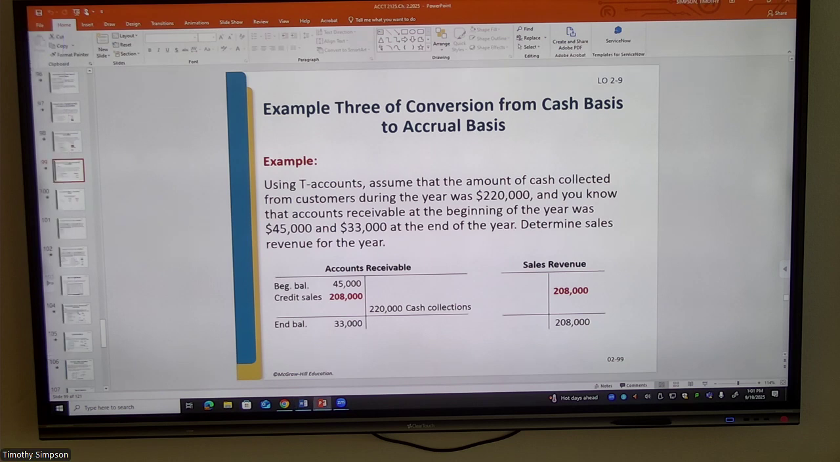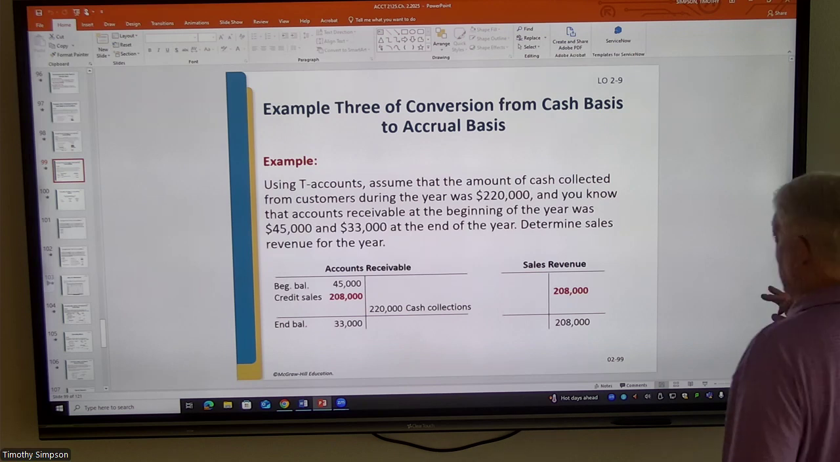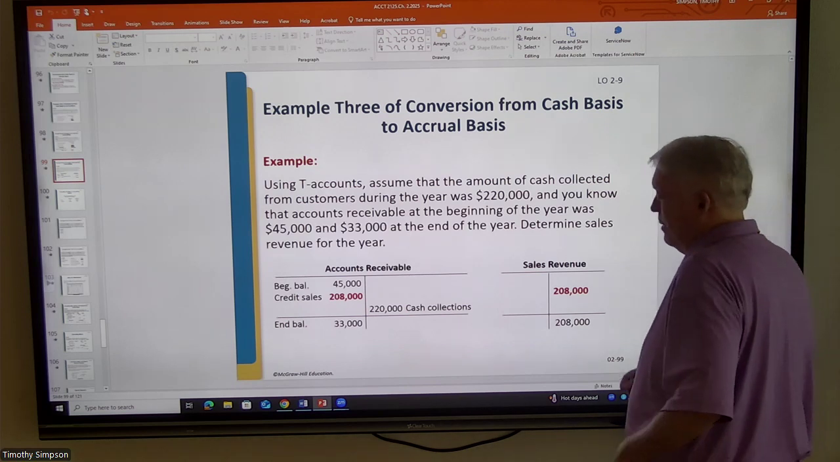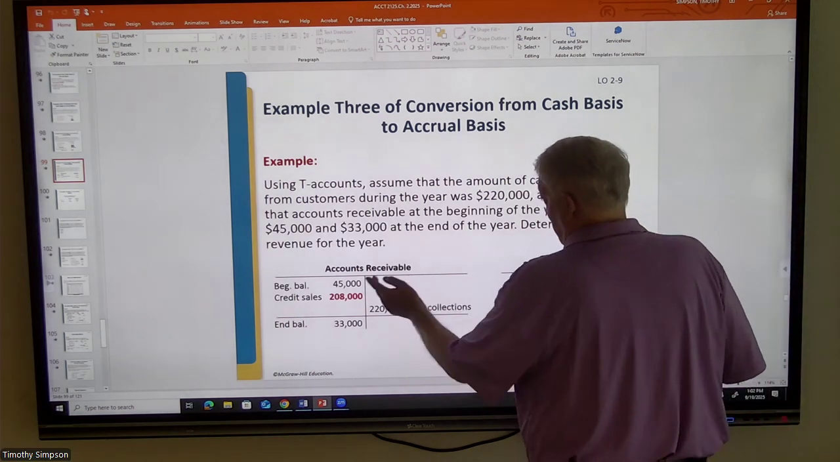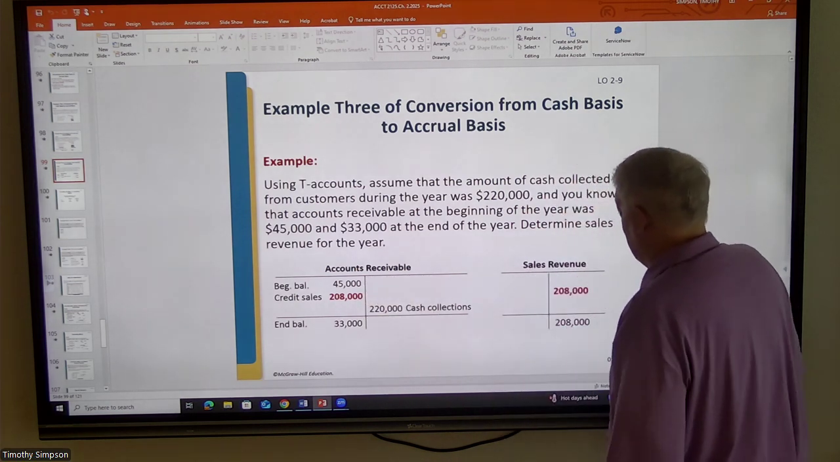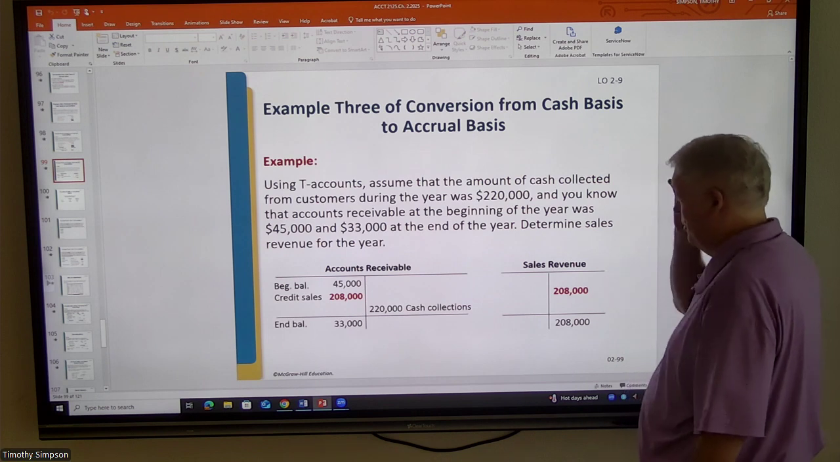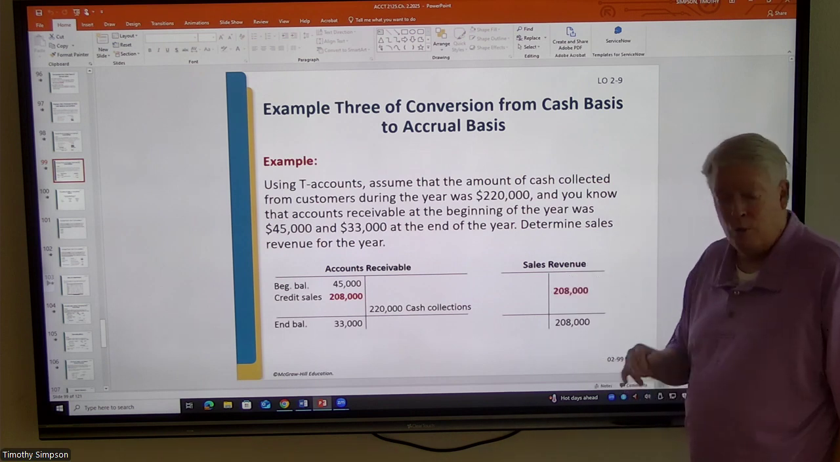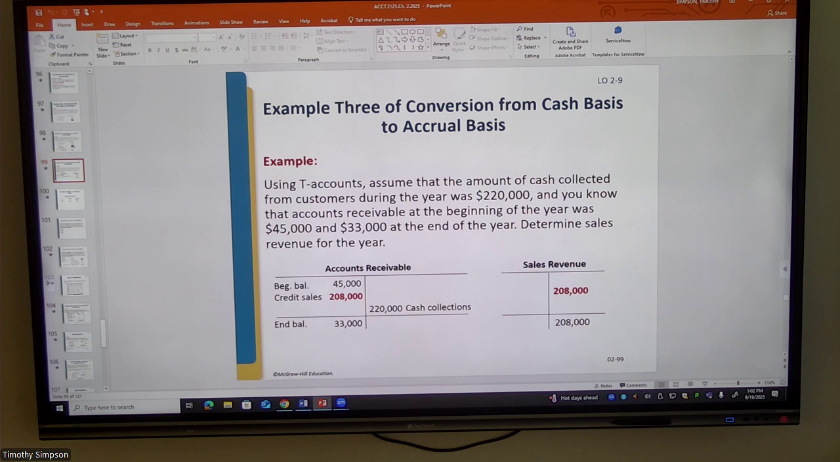Yes, no, we haven't collected it yet, but we've earned it. That's why it's a receivable at the end of the year. And so we end up, 220 plus 45 minus 33 is going to be 208. So the entry we'll make is we'll book receivables here, and we'll also book sales revenue here. And so this is how one element of what we call revenue recognition.